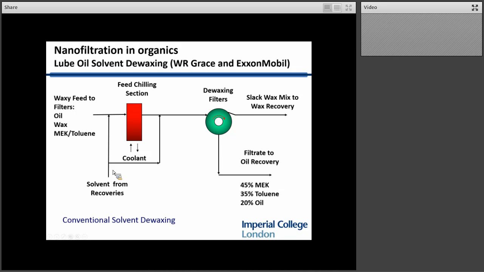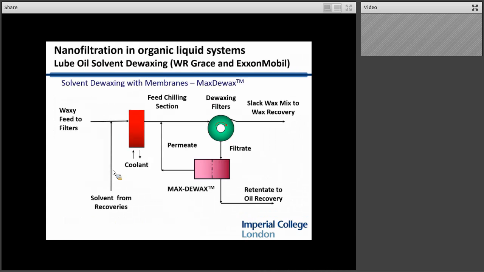Energetically, that's not sensible because you have to refrigerate the solvent, then you've got to heat it up to evaporate it. So what they did was come up with a process where they could do the separation of a large quantity of the solvent at low temperature. So when it comes through the filter at minus 10 degrees C, apply a membrane. If that membrane's stable in MEK and toluene, you can recycle the solvent back around into the system and add it in after the refrigerator, drastically reducing the load on your refrigeration plant.